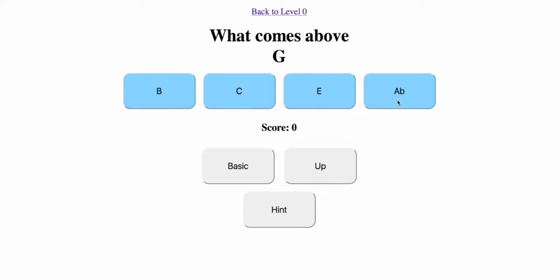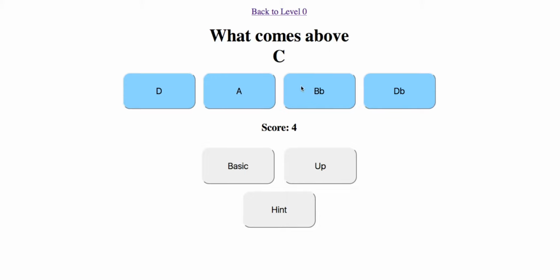If you click A flat, you get another question. Also, your score has gone up by 1. The next question is, what comes above F? Simply hit F sharp, because that's the right answer. After F sharp is G, after G is A flat, etc.